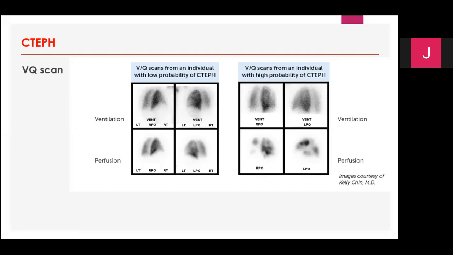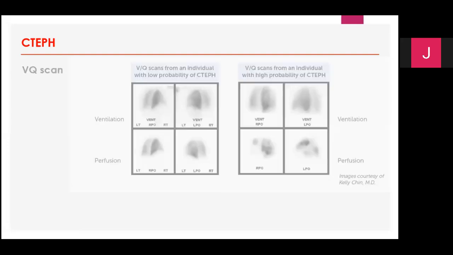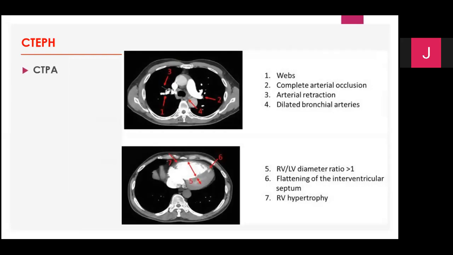An important point is that the VQ scan is sometimes more sensitive than CT pulmonary angiography, as sometimes CT pulmonary angiography can't detect subsegmental pulmonary occlusion. The VQ scan can do that. However, if we have an intermediate to high probability of CTEPH, we should have a CT pulmonary angiography. Here you can appreciate a patient with CTEPH.